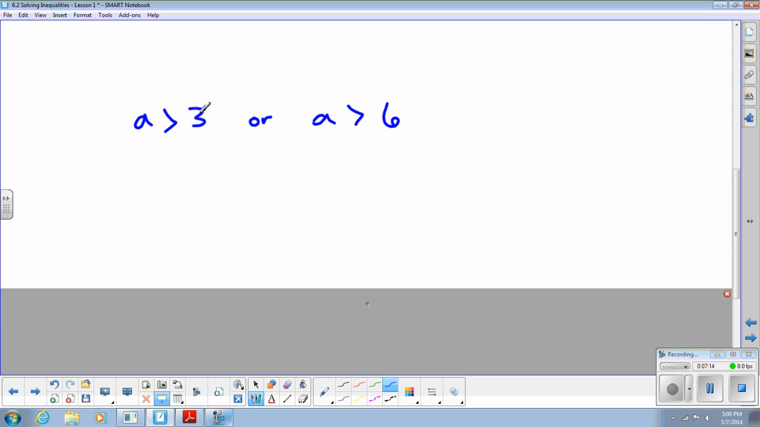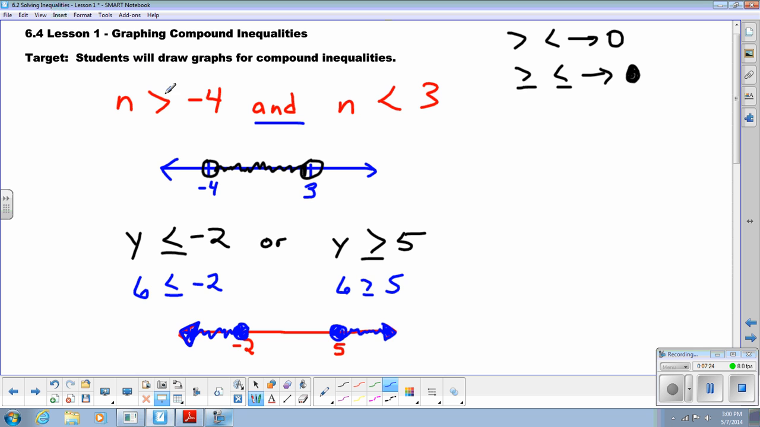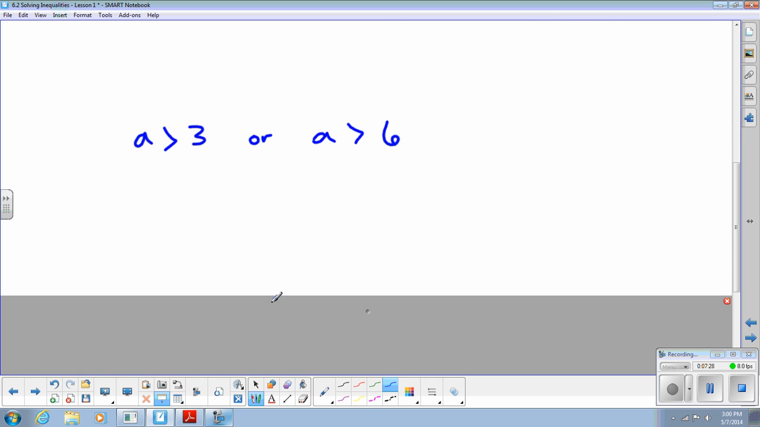A is greater than 3 or A is greater than 6. Notice the inequality symbols are both going the same direction. But on my first two problems, the inequality symbols were opposite directions. Now I have two inequalities going in the same direction. So again, I'll draw my number line, put my arrows on there, and put my numbers on there, 3 and 6. And now we'll start to test below 3, in between the numbers, and then above 6.